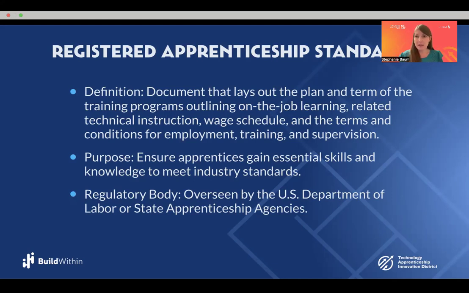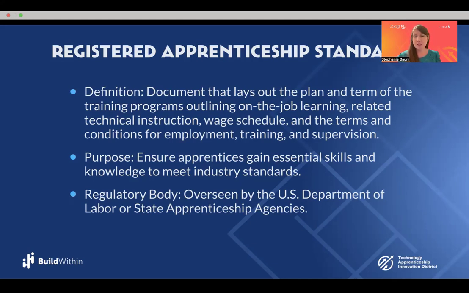There's visibility and transparency for all parties involved. What is the training going to entail? What should this individual be able to do at the conclusion of the program? What learning are they going to be participating in? What is their starting wage? What should they expect to make at the conclusion of the program? What are the terms and conditions of employment and training? How will they be supervised? So it really lays out all the different elements. So the apprentice is aware, the employer is aware, and the program is compliant.